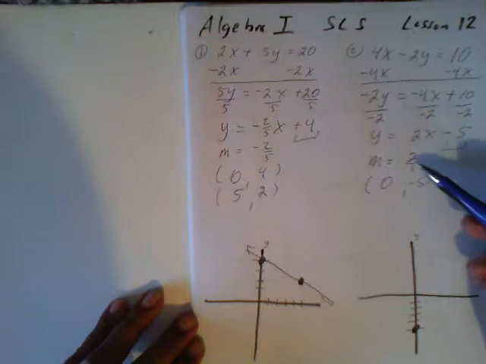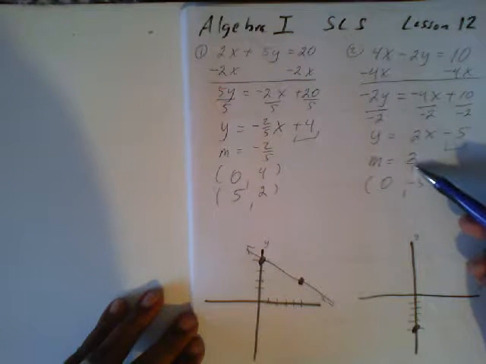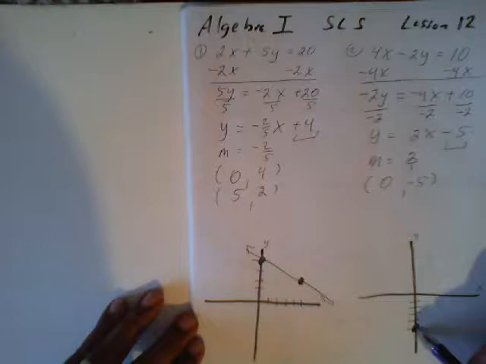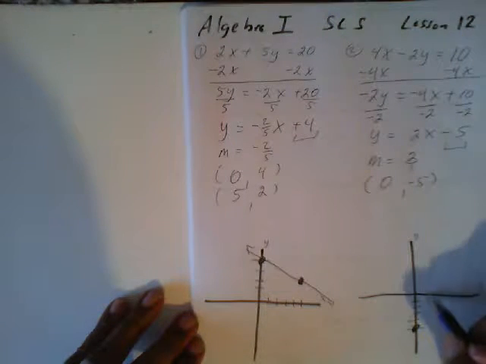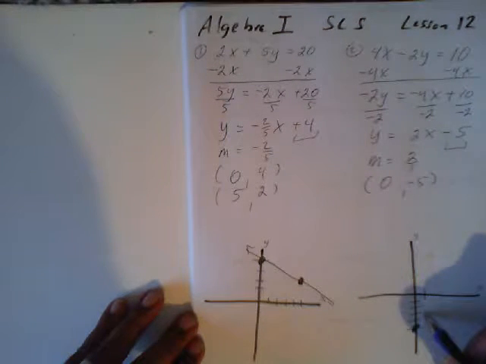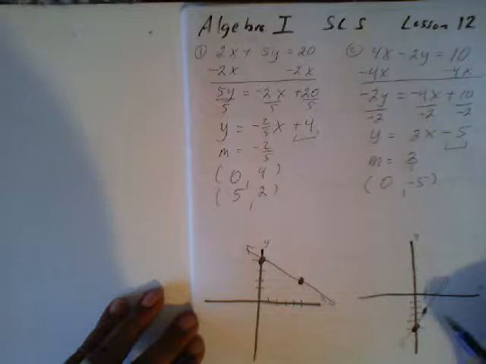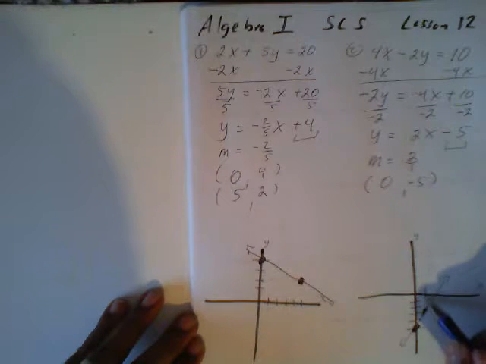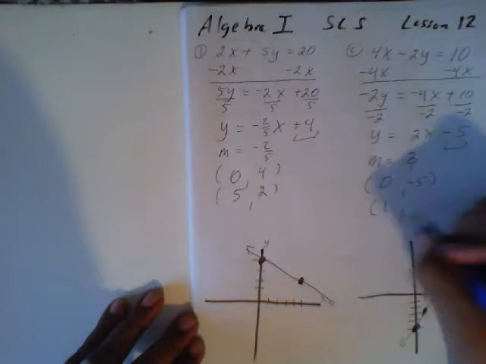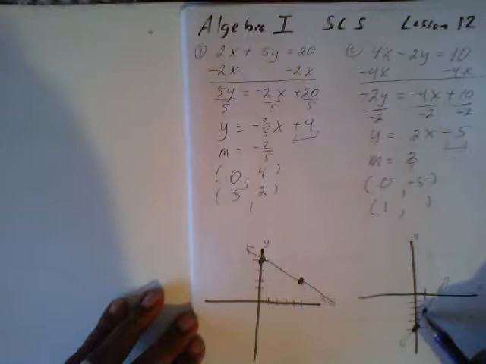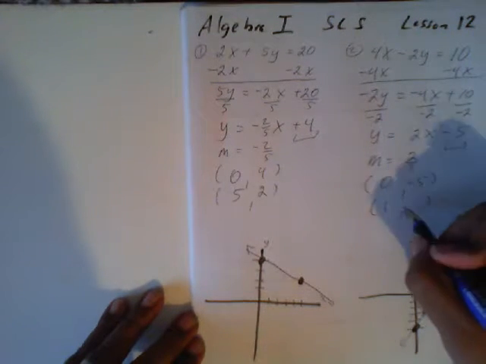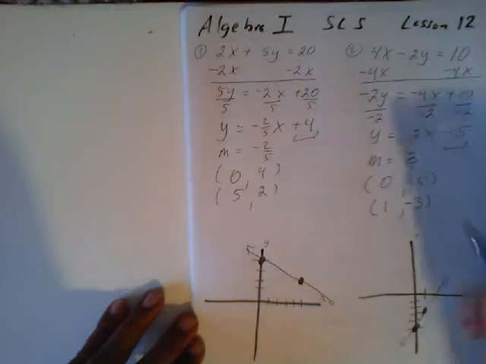And now I'm going to rise 2 times and run 1 time. So let's rise 2 times to here, and then we're going to run over 1 time. That takes us to this new point here. Now the coordinate of that new point would be x is 1 right here, and the y would be here at negative 3 right here. And we're finished.